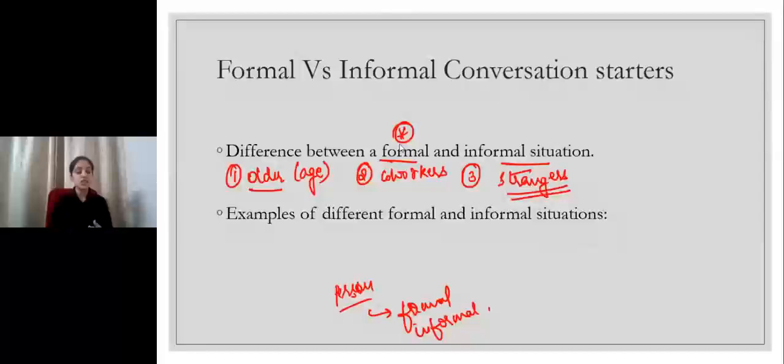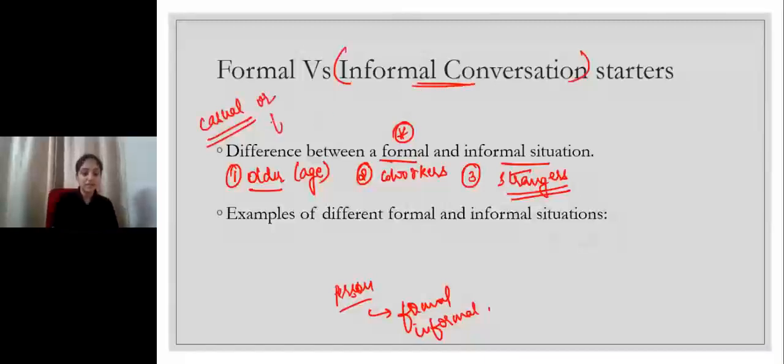For all the other situations or conversations, we are going to use informal language, or we can be slightly informal. Now, when I say informal, I mean casual or friendly. Try to understand the fact that when we use this word informal, we mean casual or friendly.